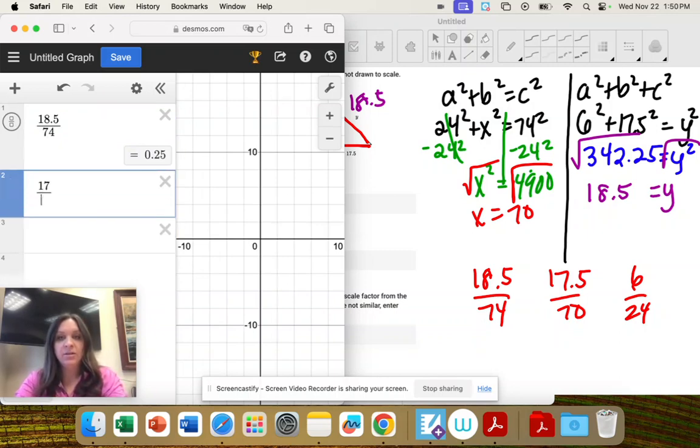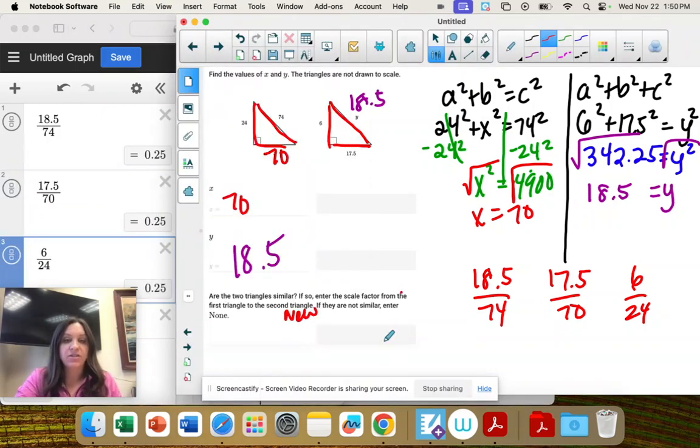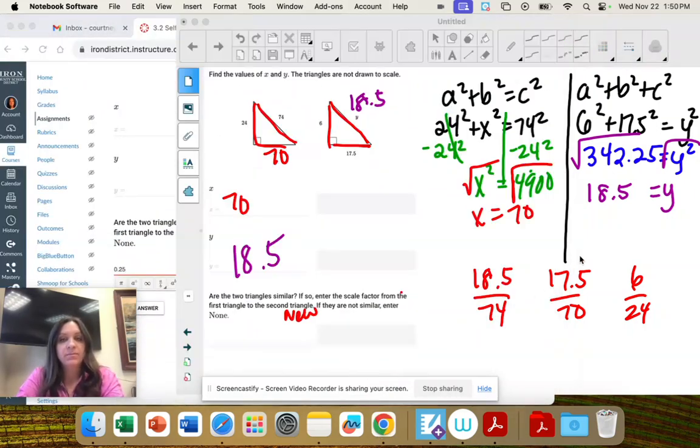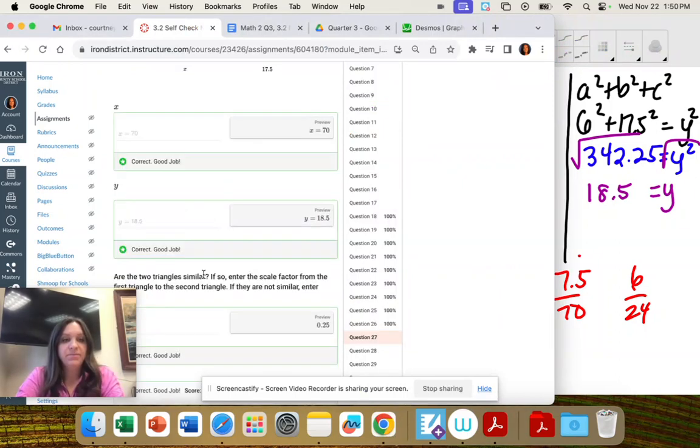0.25, 0.25, and 0.25. So that's our scale factor because they're all the same. Let's see if it'll take the decimal. And then 70 and 18.5. It did.